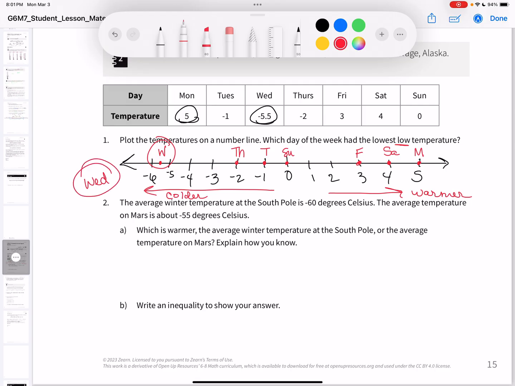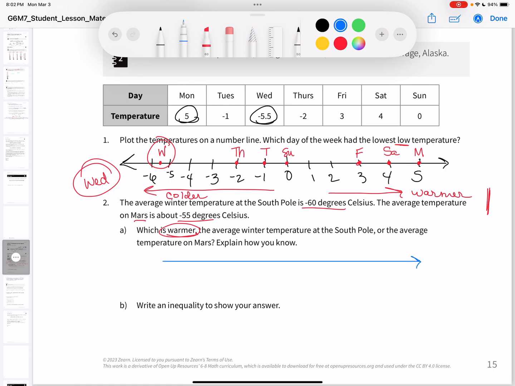All right, 2. The average winter temperature at the South Pole is negative 60 degrees Celsius. The average temperature on Mars is about negative 55 degrees Celsius. Which is warmer? Now we said warmer is going to be over here. So which is warmer, the average winter temperature in the South Pole or the average temperature on Mars? Explain how you know. Well, let's draw a number line.